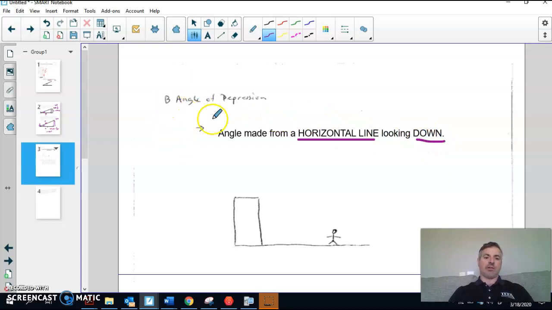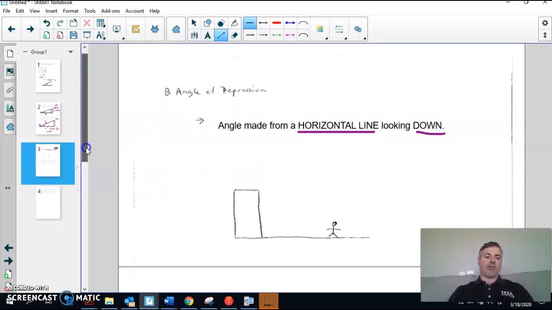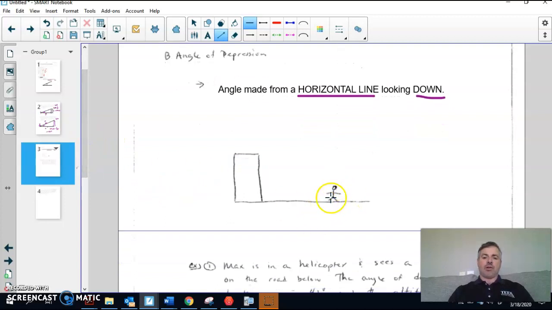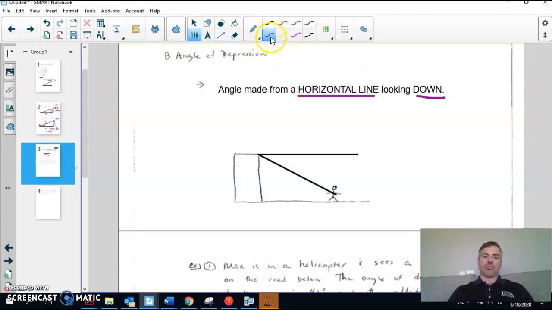So on this picture down here, to illustrate an angle of depression, now instead of being the person on the ground, you're going to be up here on top of the building, looking down at the person on the ground. So that would be this person looking down on that person right there. This angle needs to be made with a horizontal line, so I have to make a horizontal line coming off the top of this building. That creates your angle of depression, which is located right here, looking down from that horizontal line.